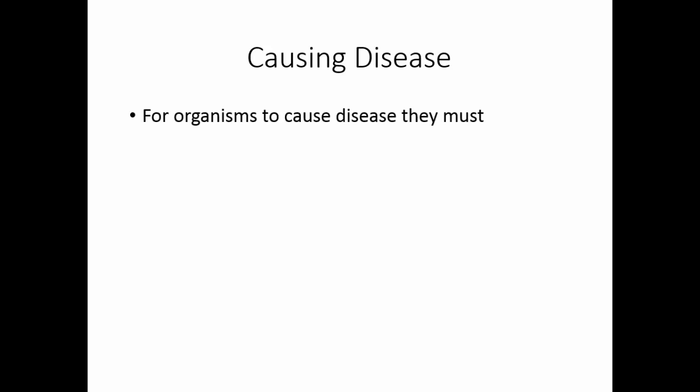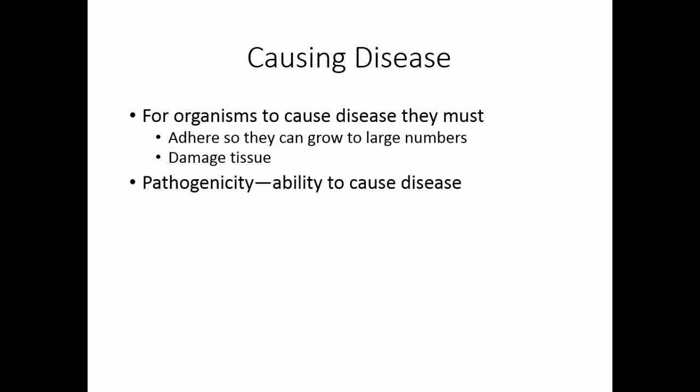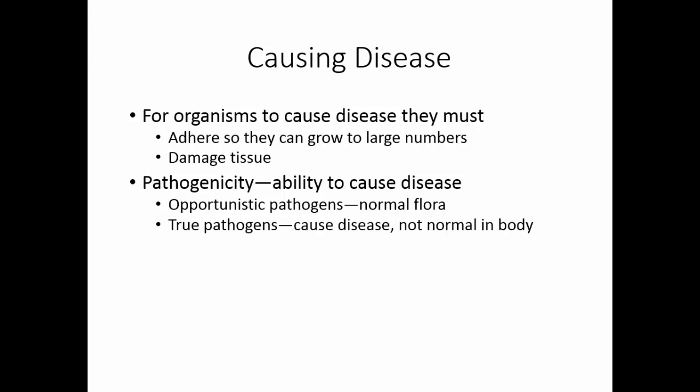For organisms to cause a disease, they have to adhere to your tissues so they can grow to large enough numbers to make you sick, and then do some sort of tissue damage. Pathogenicity is the ability of an organism to cause a disease. Opportunistic pathogens are your normal flora that get in too large a number or get in the wrong location. But there are some true pathogens. These are organisms that strictly cause disease. They're not normally found in the body.